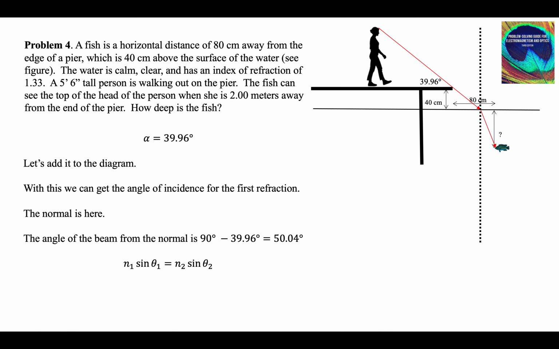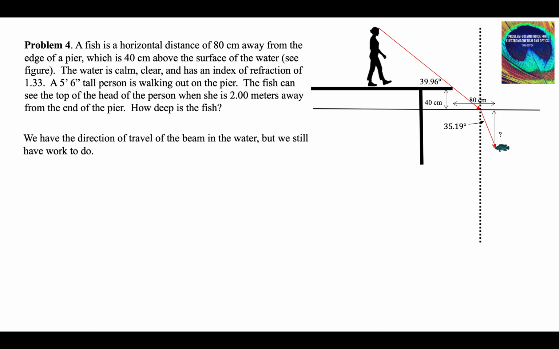We can use Snell's law, keeping track of everything and being careful. n1 is the index of refraction in the air. The angle from the normal in the air is 50.04. The index of refraction of the water is 1.33. And theta 2 is the angle from the normal in the water. And that's 35.19. We can put that on the diagram as well, right here. The angle from the normal in the water.